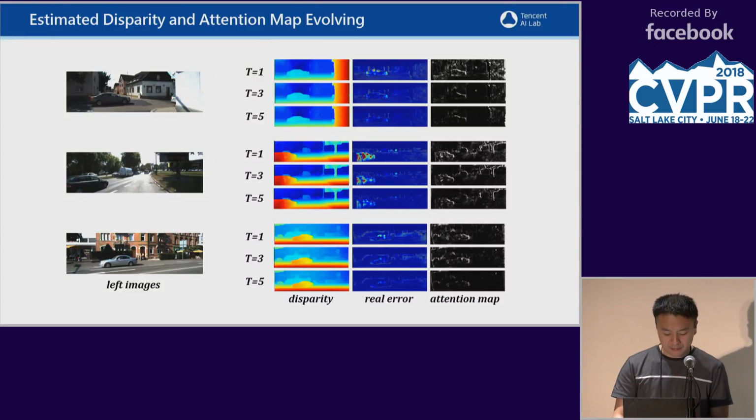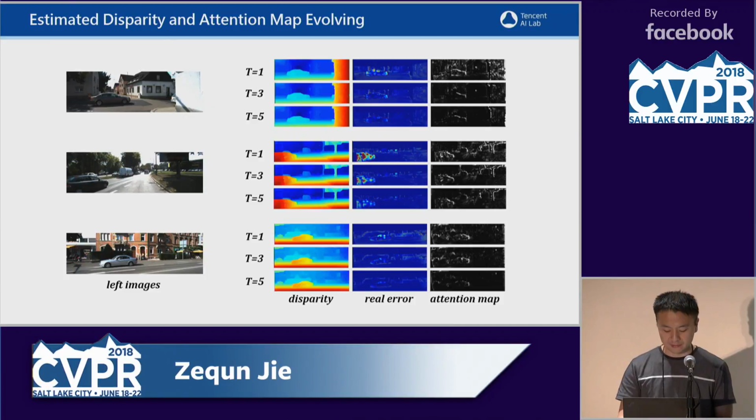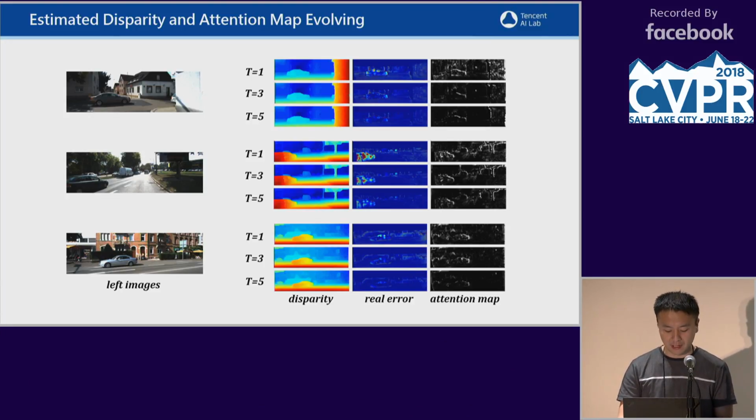In the experiments, we first show the evolution of the predicted disparity, attention maps, and the real error map with the increase of the recurrent step. As can be seen, the attention maps are quite consistent with the real error maps for all the recurrent steps. Moreover, we also observe that both attention maps and the real error maps diminish as the recurrent step increases. This shows the model can progressively make the disparity maps of both views closer and more accurate.